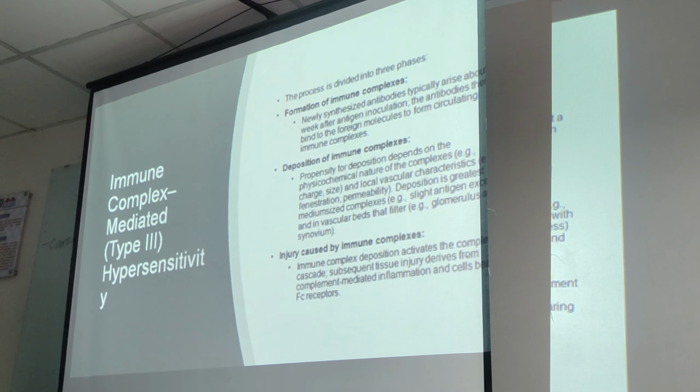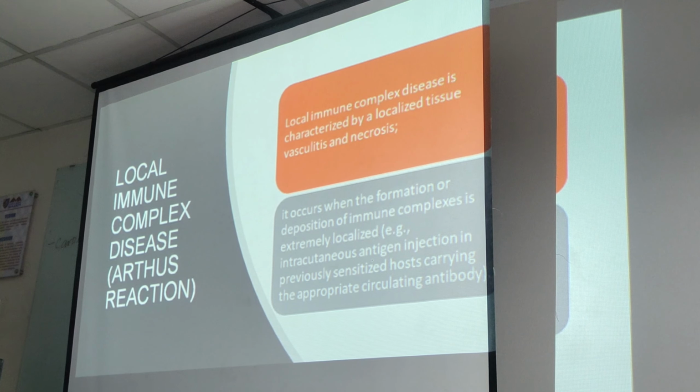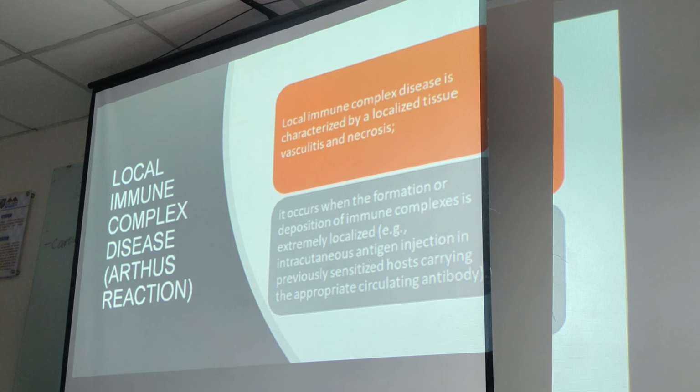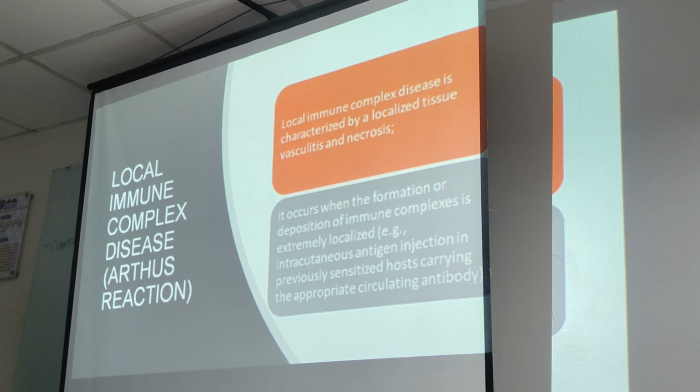The process is divided into 3 phases. You form the immune complex. These complexes will then deposit, and injuries are caused by complement activation, basically. So let's give some examples of type 3 hypersensitivity reaction. Local immune complex disease, or Arthus reaction, is an example. In Arthus reaction, the formation or deposition of immune complexes is extremely localized. So this can happen in intracutaneous antigen injection in previously sensitized hosts carrying appropriate circulating antibodies.